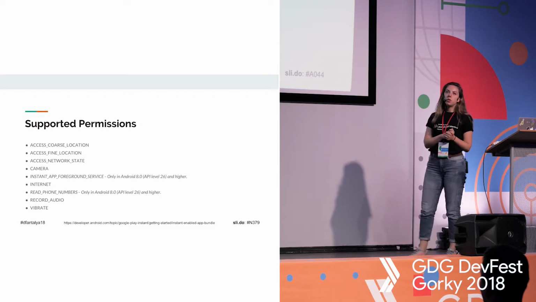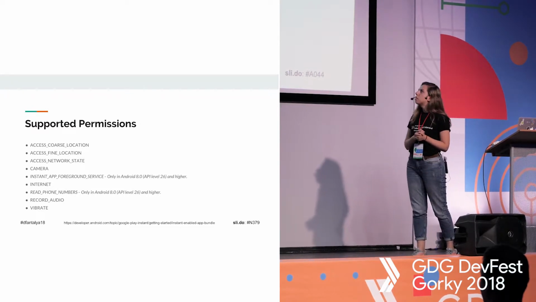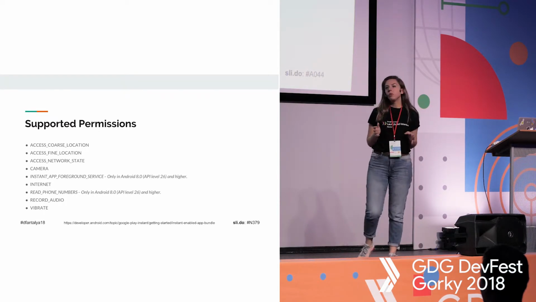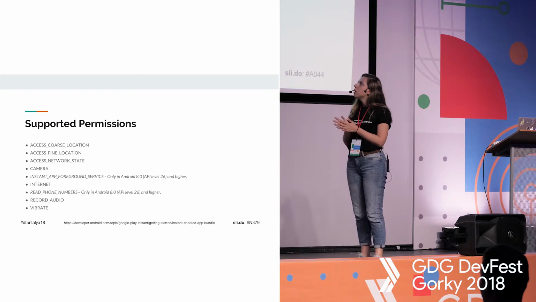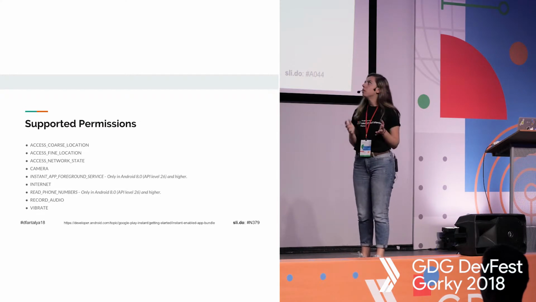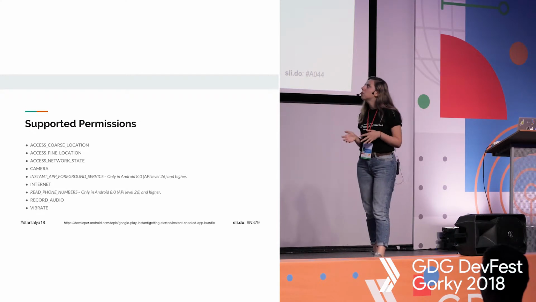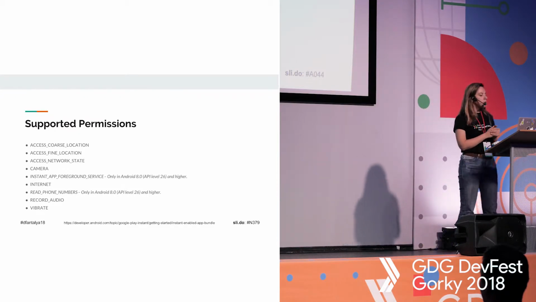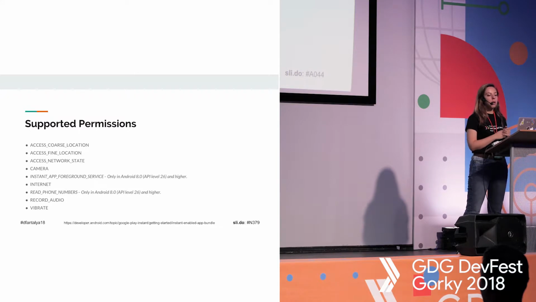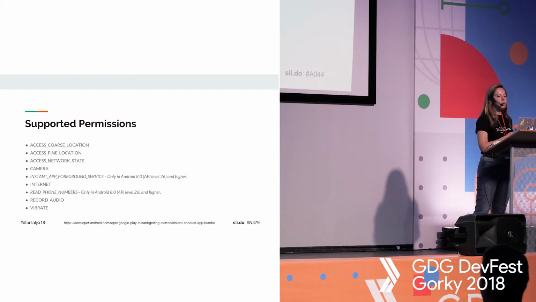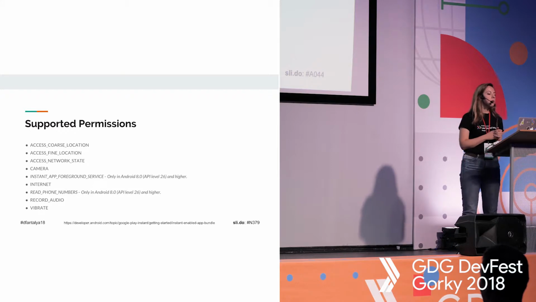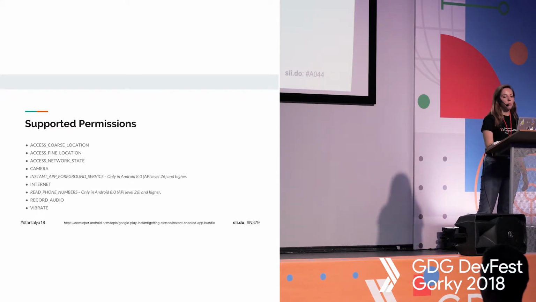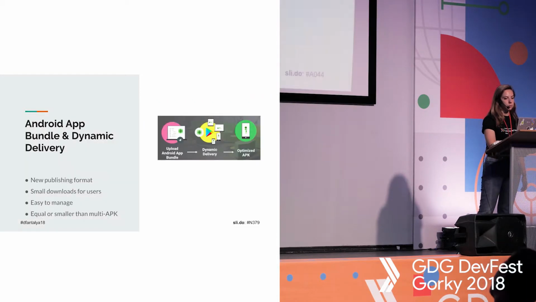There are some restrictions in instant apps. We can't use every permission, but we can use some of them. Actually, the most used ones: coarse location, fine location, network state, camera, internet, vibration, record audio, some of the common permissions that we can use. And instant app foreground service and read phone numbers are allowed from Android 8.